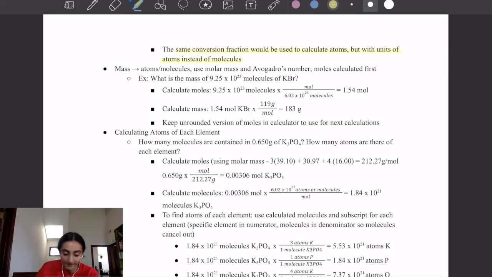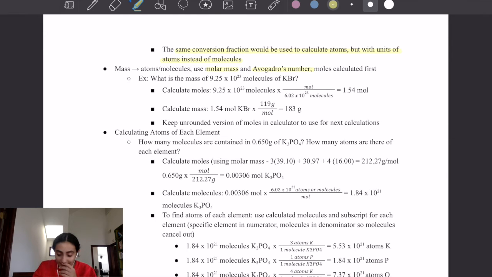Continuing, we have mass to atoms or molecules. And this is a 2-part conversion because you use both molar mass and Avogadro's number. But you calculate moles first because Avogadro's number has units of moles. It's 6.02 times 10 to the 23rd atoms or molecules in a mole. So you need to get to units of moles first, and you do that by using the molar mass.